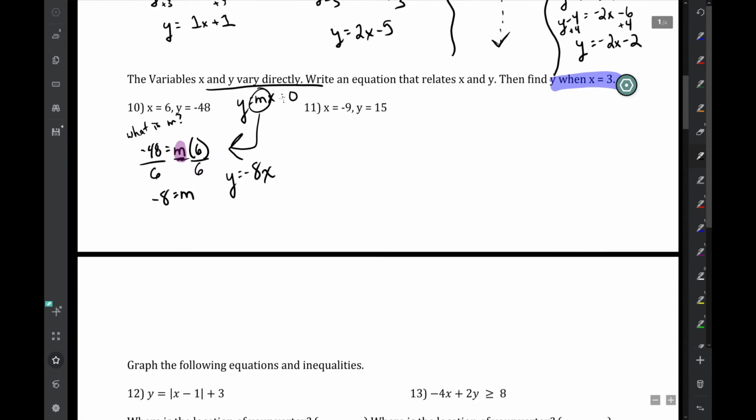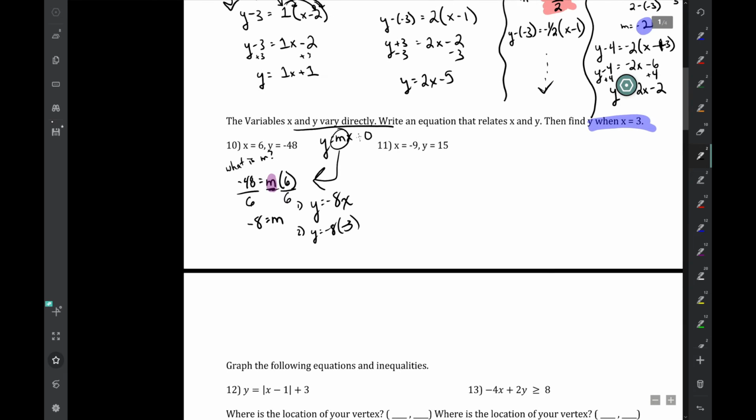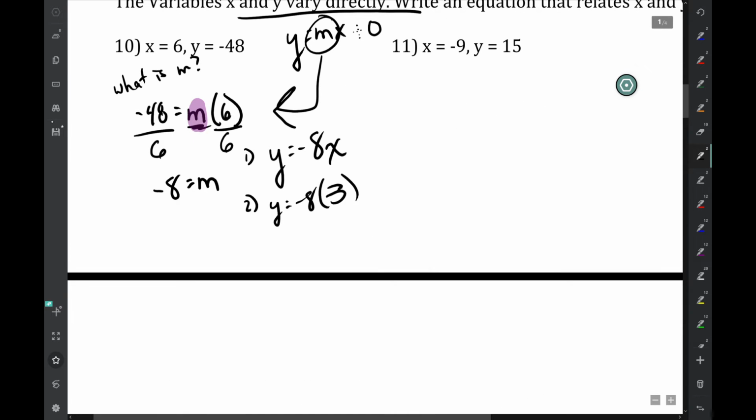And now it wants you to find y when x equals 3. Okay, so now we want to substitute. So this is part 1. Part 2, we want y equals negative 8 times 3. Negative 3 or positive 3? Positive 3. So y equals negative 24.